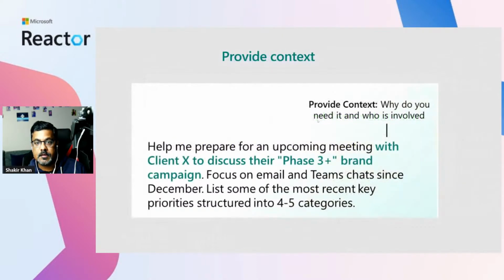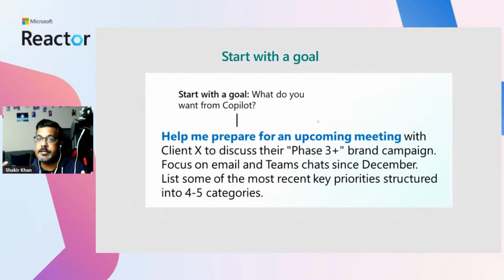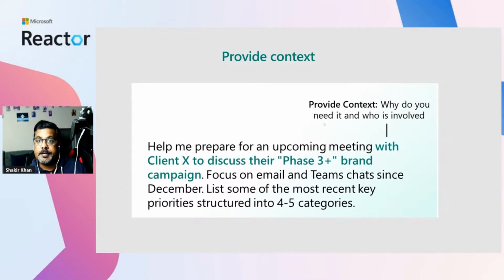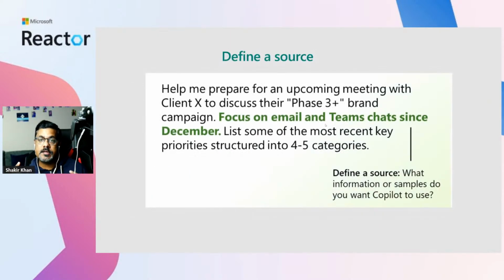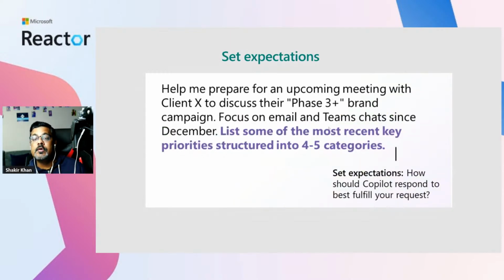So start with the goal, like send an email to the person, and then we provide the context for what this goal will be. Then we provide some sources as well, that we need to get the data from the Dataverse. And at the end, we set an expectation of what Power Automate needs to provide to us as a result, what I require from the Power Automate.